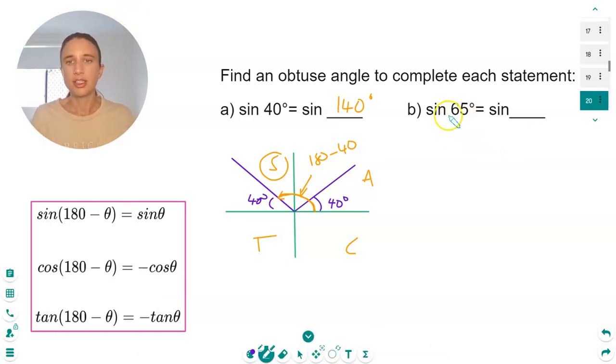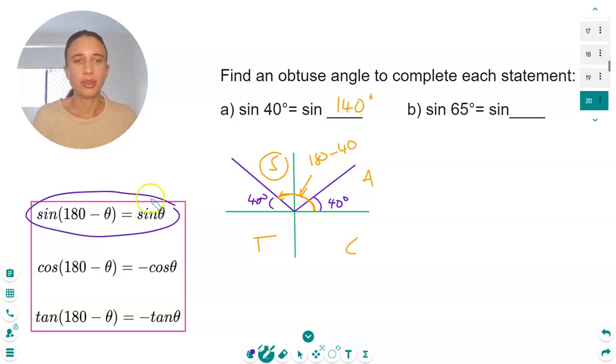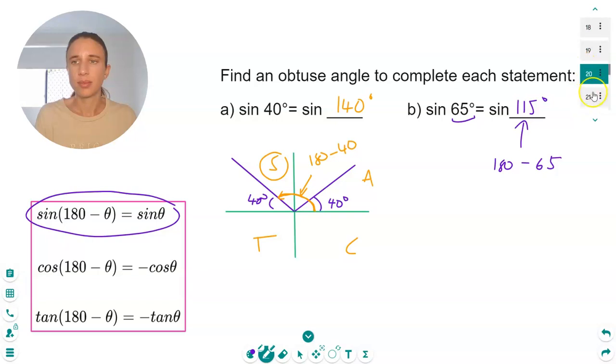Let's just keep trying. Sine 65 is sine what of the obtuse angle? So we don't have to draw it every time like that if we memorize these relationships, okay? If you have sine of an acute angle, that is the same as sine 180 take that angle. So it just means to find the supplement, you've got to do 180 take the angle that you're given. All right, well, just remember those relationships. That's going to be 115.